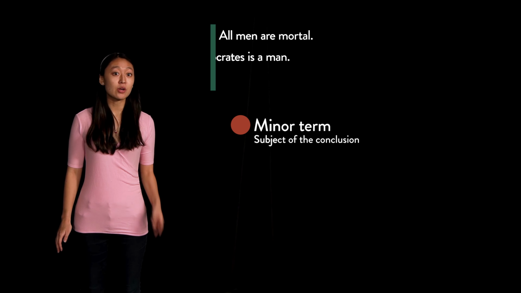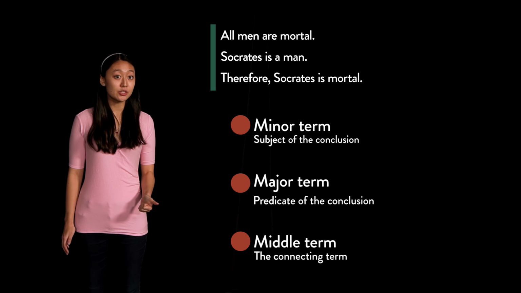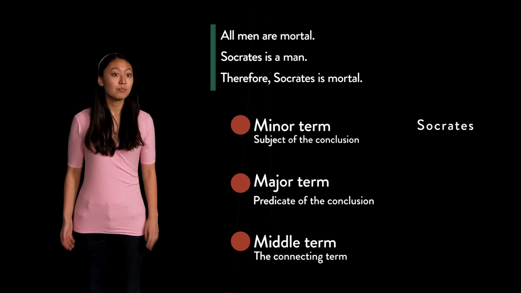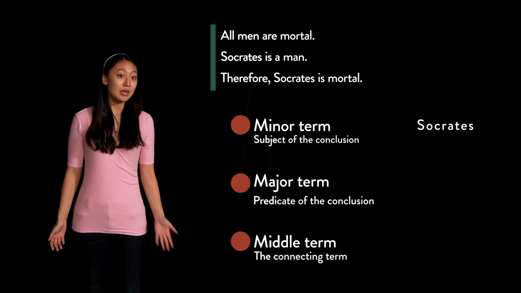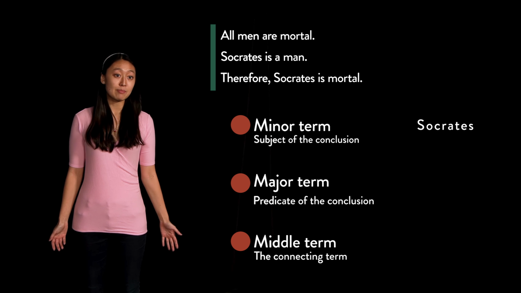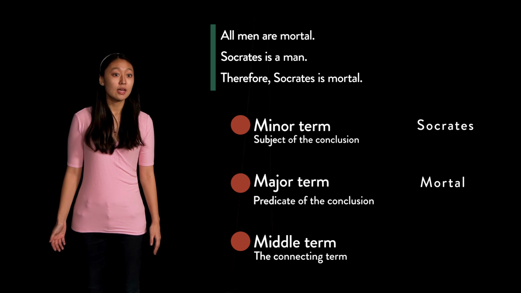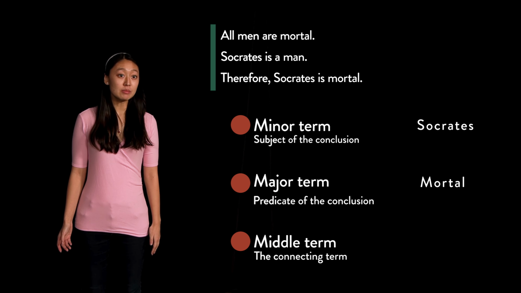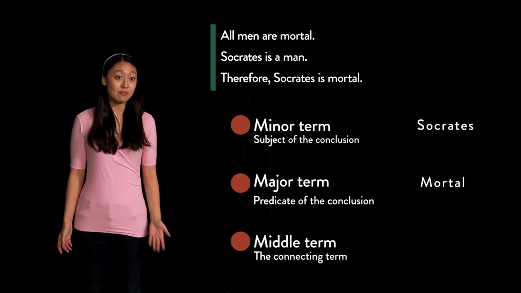In any syllogism, there are three distinct terms: the minor term, the major term, and the middle term. The minor term is the subject of the conclusion. In the above example, the minor term is Socrates. Second is the major term. It's the predicate of the conclusion. In the above example, the major term is mortal. These terms constitute the conclusion of the syllogism. They are the terms in the premises about which we are making the inference.